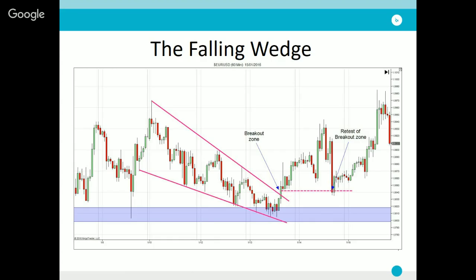So again, turning back to this example, we can see that we actually have an example of what I'm talking about here. And this is why I chose this example, because it actually encompasses all of the different ways in which I look to trade falling wedges.